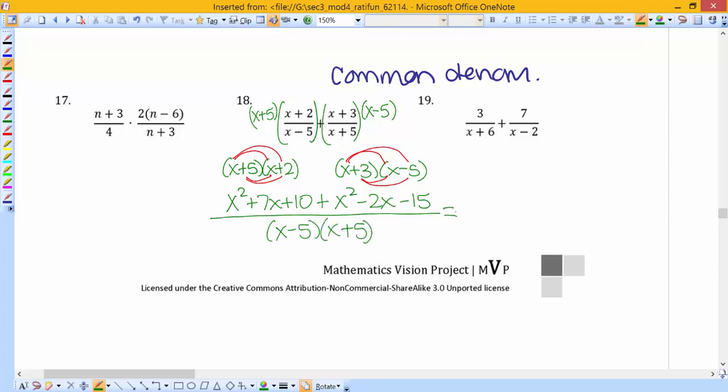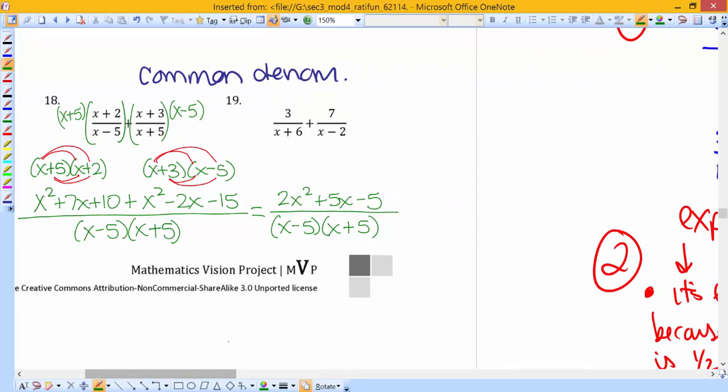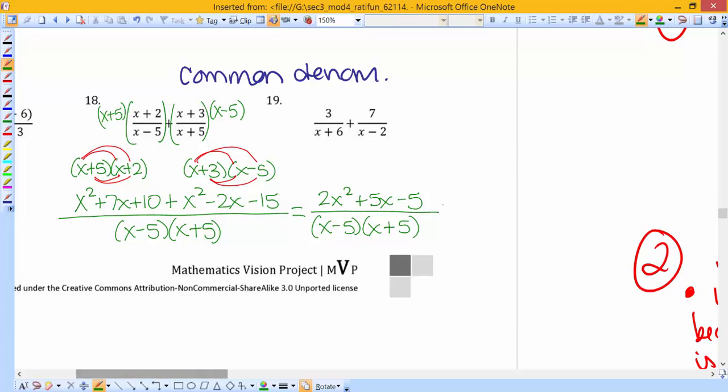Now I'm going to combine like terms in my numerator. I have an x squared and an x squared, so that's 2x squared. I have a 7x minus 2x, so 5x. And I have a 10 minus 15, so negative 5. This might be factorable. I don't know, but I'm going to try and see if I can factor the numerator. I'm not going to just leave it. If it is factorable and you don't check to see if it's factorable and something does cancel, I'm not going to be happy that you guys chose to not factor. And again, this may not be factorable, but I want to try it.